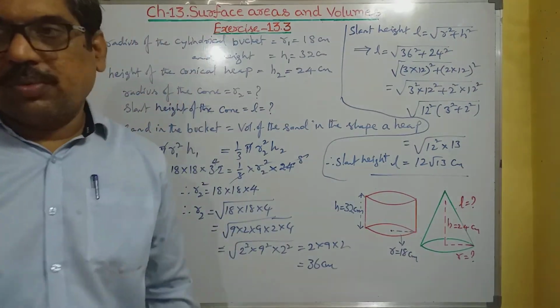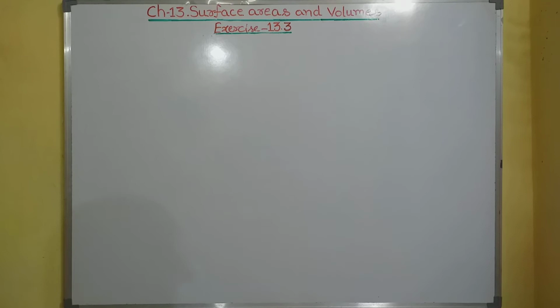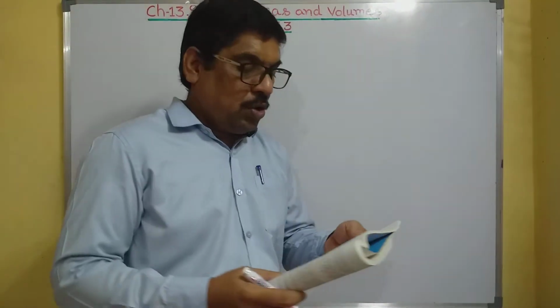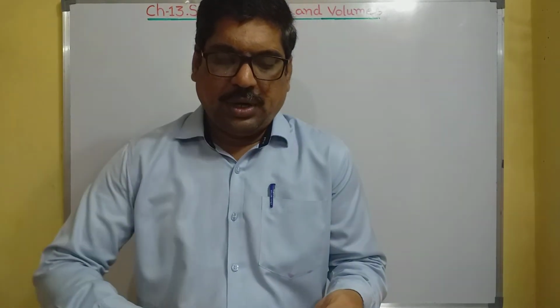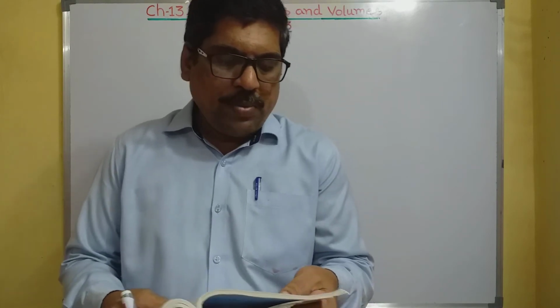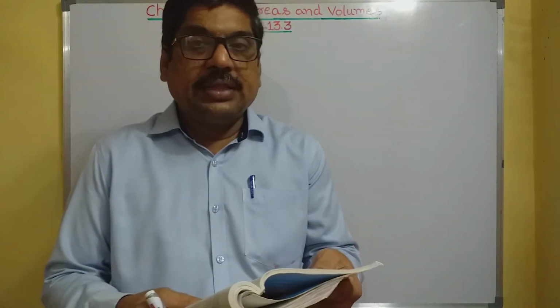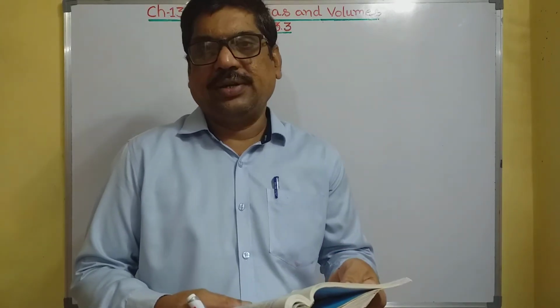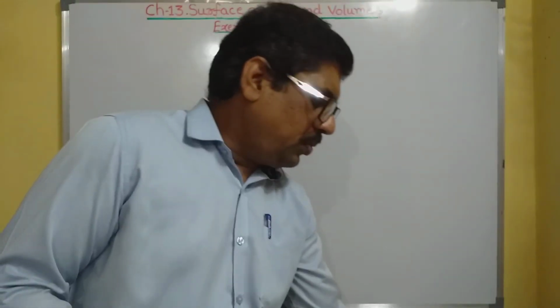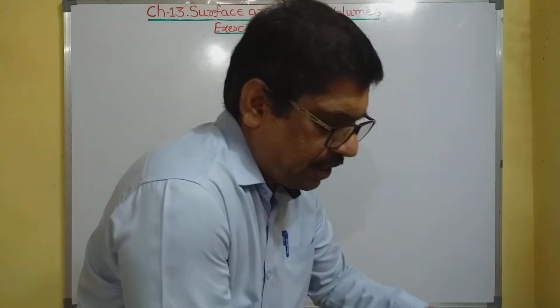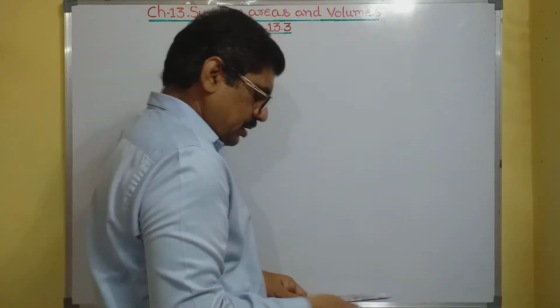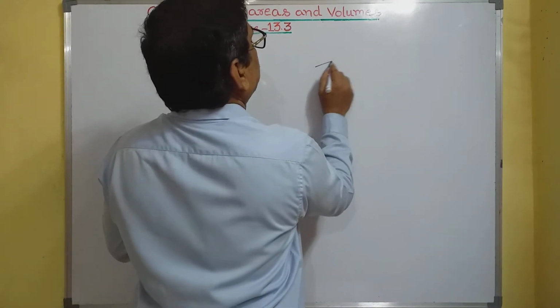Please copy the problem. Now, eighth problem. Water in a canal 6 meters wide and 1.5 meters deep is flowing with a speed of 10 kilometers per hour. How much area will it irrigate in 30 minutes if 80 centimeters of standing water is needed? Okay, now you listen here. The width and depth are given of a canal. Let us consider a canal is like this.